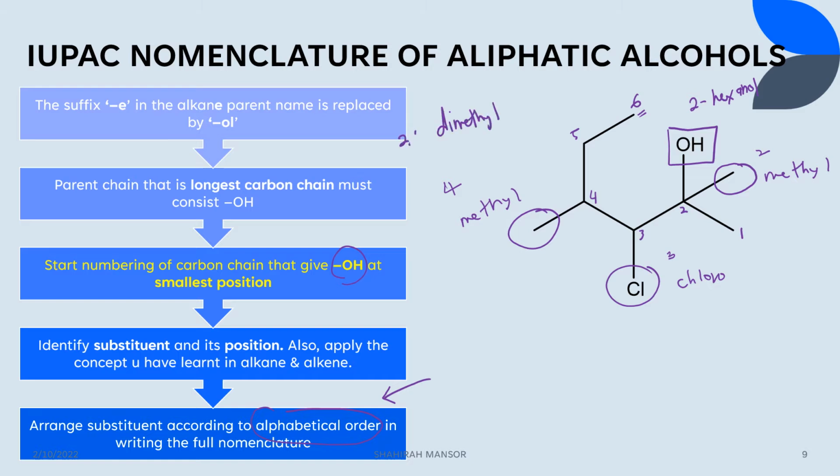2,4-dimethyl. Okay, 2,4-dimethyl. Tapi do we have to consider D? Tidak. Kita consider M. Okay, dia punya alphabet M sahaja. So now kita ada antara C dengan M. So of course C will come first. So that's why dalam penamaan nanti awak akan tulis bermula dengan chloro. So 3-chloro, 2,4-dimethyl hexane 2-ol ataupun 3-chloro, 2,4-dimethyl 2-hexanol.